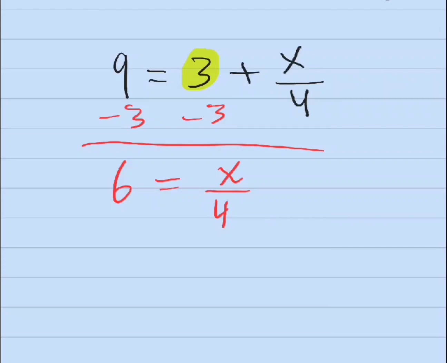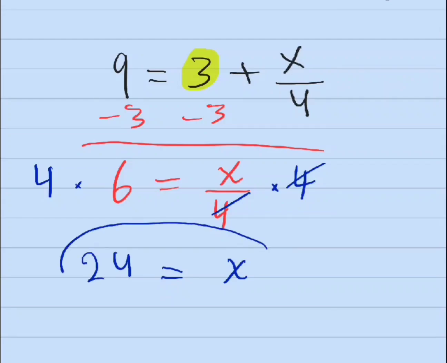Now let's bring down the fraction. So 6 is equal to x divided by 4. The opposite of division is multiplication. So since x is divided by 4, to get rid of that, let's multiply both sides by 4. On the right side, the 4's will cancel, leaving behind an x variable. On the left, we have 4 times 6, which is 24. And so that is the answer.